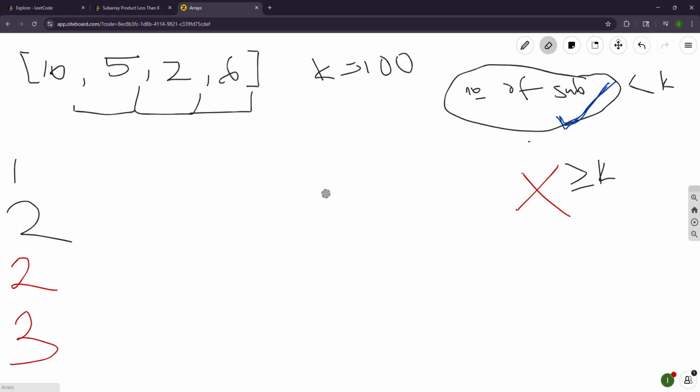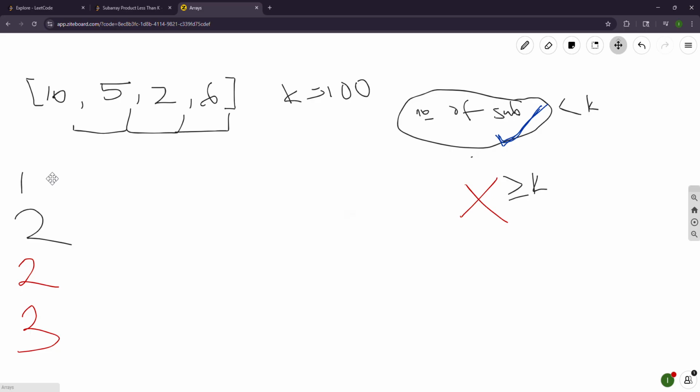So after this, we add all of this. 1 plus 2 is going to give us 3. Then we add the 2, which is going to give us 5. Sorry, we get 1 plus 2 plus 2, which is going to give us 5. We add this 3, which is going to give us 8. Okay, so we look at that. Now that is how we do that.